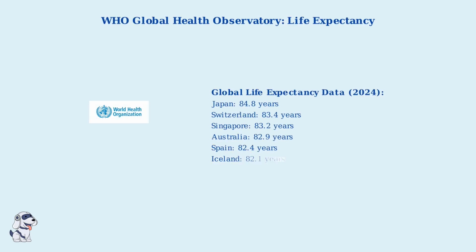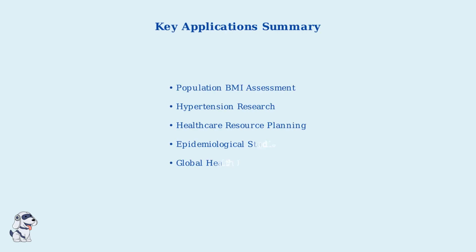The World Health Organization uses mean life expectancy calculations across countries to monitor global health trends and identify regions needing intervention. These statistics inform international health policies and resource allocation decisions. These applications demonstrate the versatility of the mean in public health research and practice. From individual patient care to global health monitoring, the arithmetic average provides essential baseline measurements that guide evidence-based decision-making in healthcare.